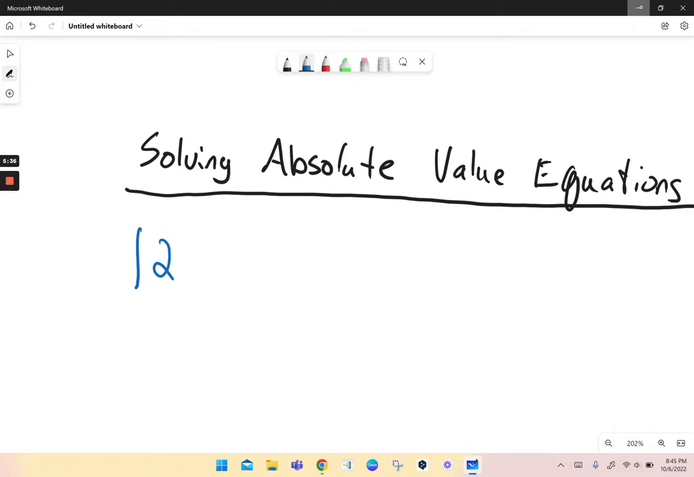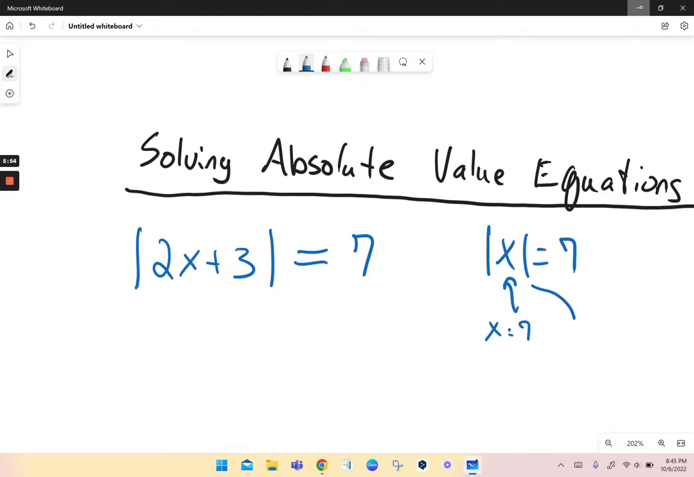Let's do the absolute value of 2x plus 3 is equal to 7. And remember when we did absolute value of x equals 7, the thing on the inside is going to get turned positive. And so x could equal 7 or x could equal negative 7. Well, notice what we have over here. Absolute value of 2x plus 3 equals 7. We're going to get the answer to 2x plus 3, then that answer will be turned positive. And so 2x plus 3 could equal 7, because if you do 2x plus 3 and it equals 7, the absolute value of 7 will be 7.